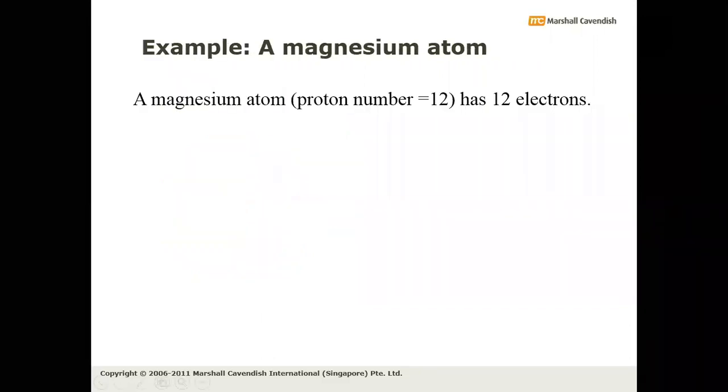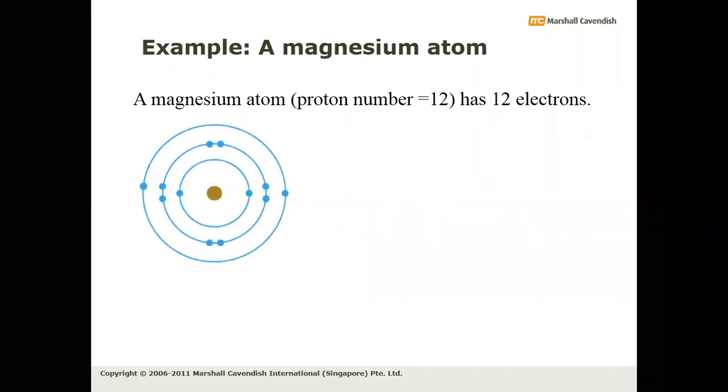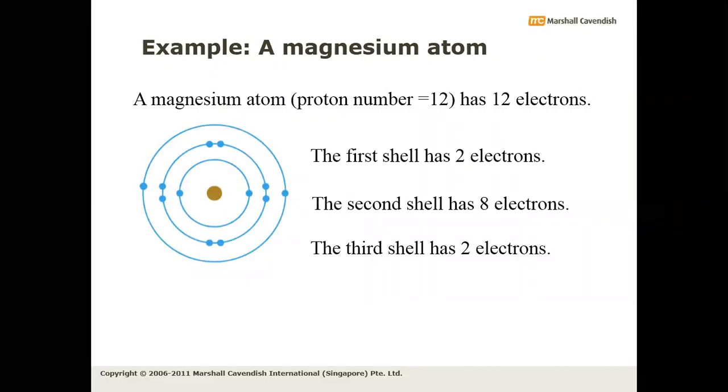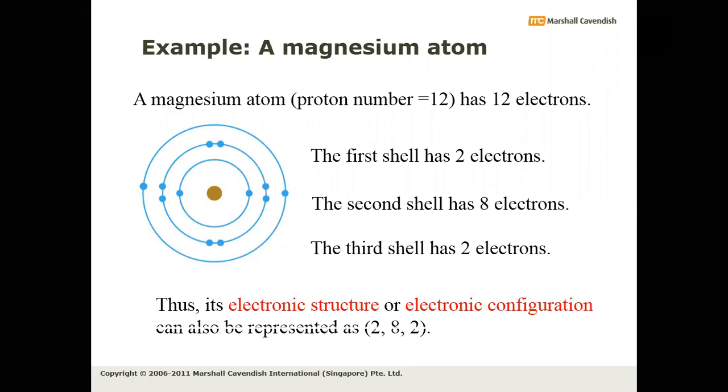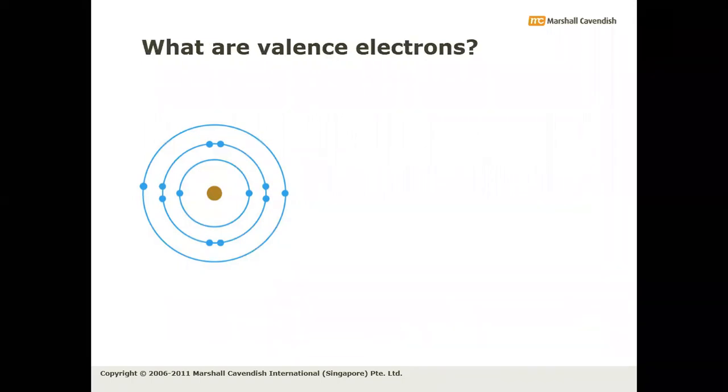So the magnesium atom, its proton number is 12, so it has 12 electrons. So the electronic configuration will be: the first shell will have 2 electrons, it is filled. Then the second shell is filled with 8 electrons, it is also completely filled and becomes stable. But then you still have 2 electrons, so the 2 electrons will go into the third shell, and that's why the electronic configuration is 2, 8, 2. So you can write it like 282. So this is how you write it, and then you have drawn it in the form of shells.